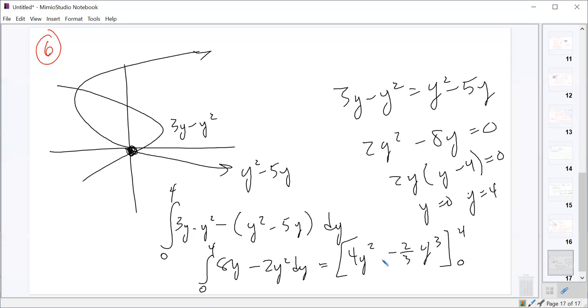The 0 is going to go away. This should become 64 minus 128 thirds, and 64 minus 128 thirds ought to be 64 thirds. So looks like that should be choice C. Any questions there on number 6?